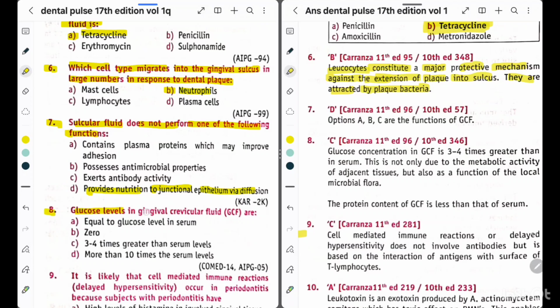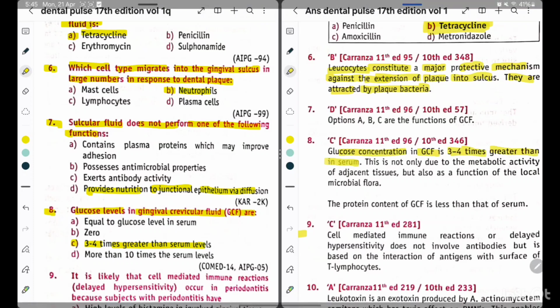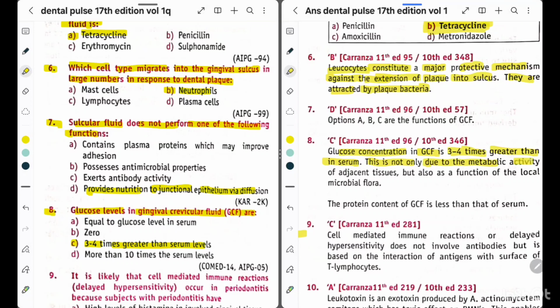Question 8. Glucose levels in gingival crevicular fluid are: option A, equal to the glucose level in serum; option B, 0; option C, 3 to 4 times greater than serum levels; option D, more than 10 times the serum levels. So the answer is option C, 3 to 4 times greater than the serum levels. Glucose concentration in GCF is 3 to 4 times greater than in serum. This is not only due to the metabolic activity of adjacent tissues but also as a function of the local microbial flora. The protein content of GCF is less than that of serum.